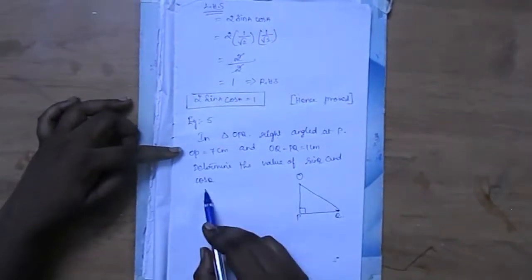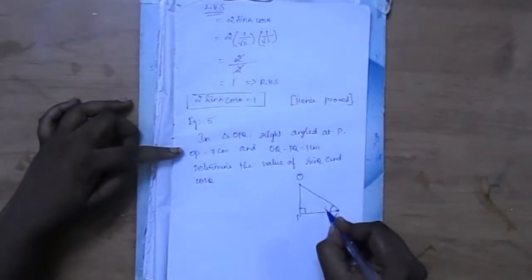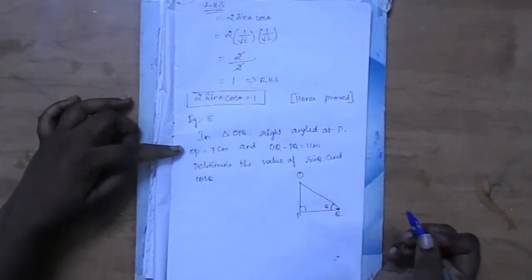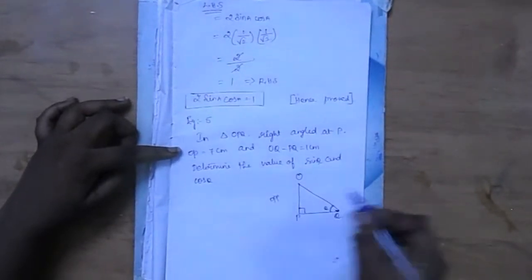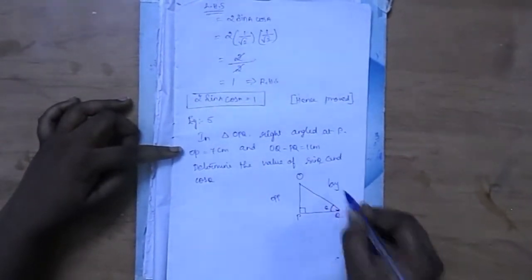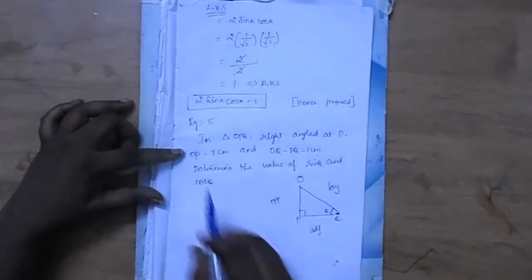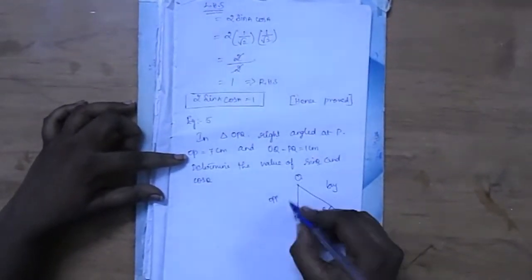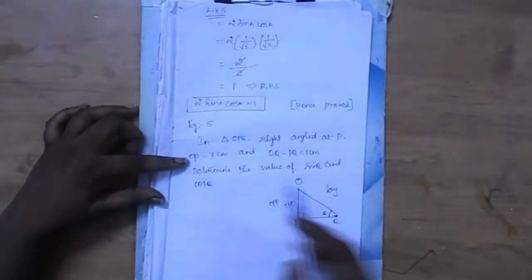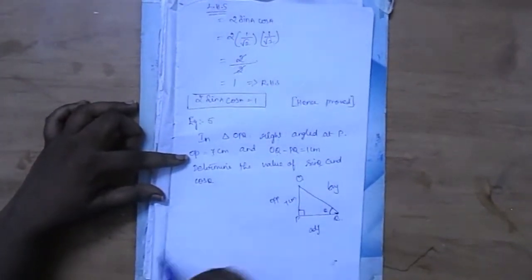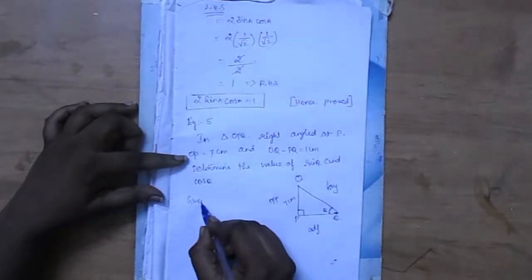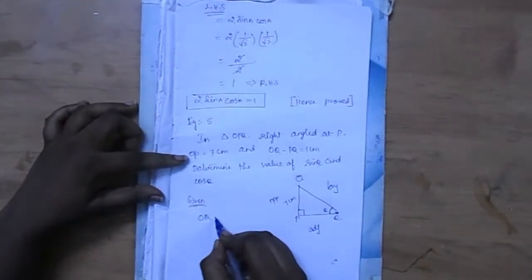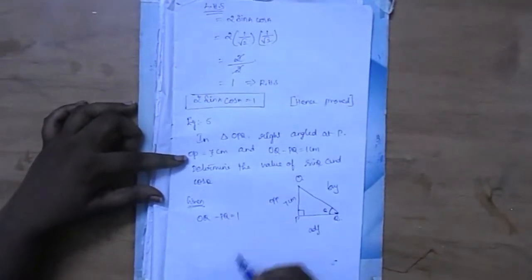So, sin Q and cos Q. So, this is our theta, this is Q. This is the opposite side, this is the hypotenuse and this is the adjacent side. The given value is OP is 7, so our OP value is 7 centimeter. Next, OQ minus PQ equal to 1 is given.